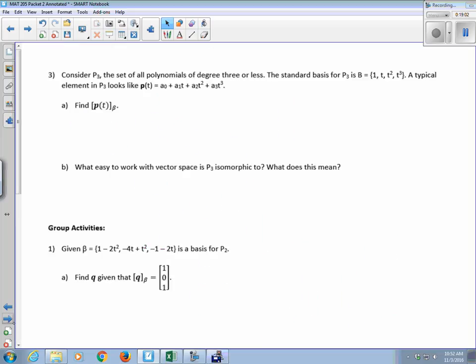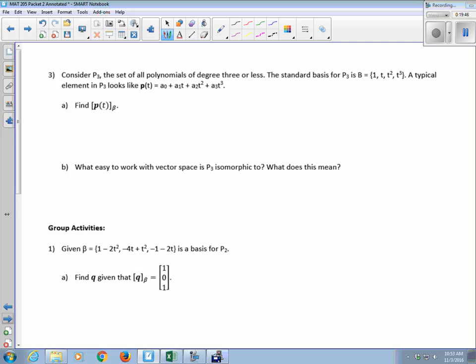All right, we've got one last question here. Here's where these coordinate vectors come in really handy when you start being asked questions about vector spaces that aren't real vector spaces, right? The vectors are actually other kinds of things. So I have P3, the set of all polynomials of degree 3 or less. The standard basis is 1, t, t squared, and t cubed. You would just throw weights on those three things and you can build any element of P3. So I want to find the coordinate vector with respect to basis beta, the standard basis.